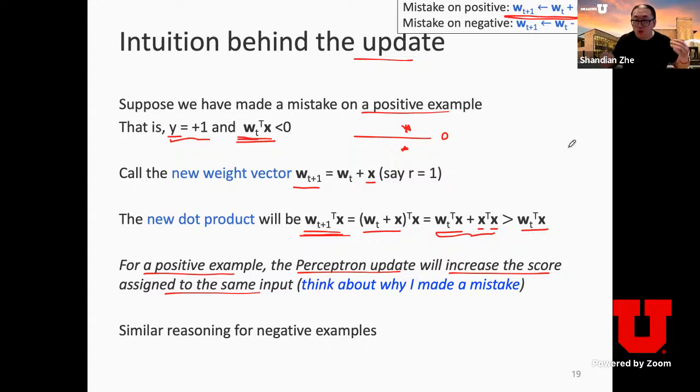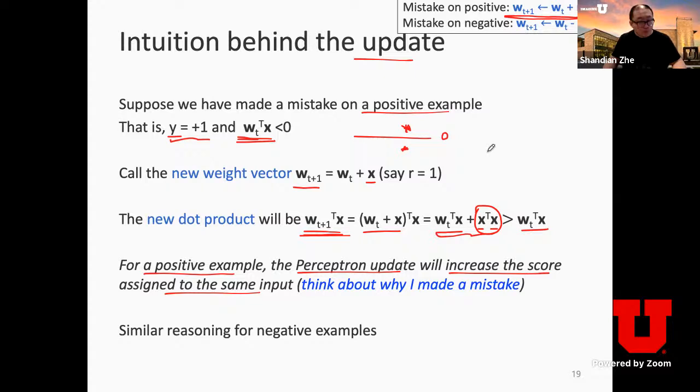But of course, it does not guarantee that by performing only one update, namely adding this x transpose x, your prediction score will be lifted to be above 0. It does not guarantee, but at least it improves the model.